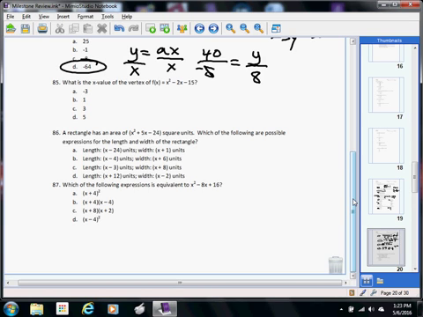What's A? Look up here. What's A? 1. What's B? What's C? Do we use C? No, we don't use C. When we're trying to find the x value of the vertex, all we do is negative b over 2a. What's the negative of negative 2? 2 times a? 2 times 1? 2. What's 2 over 2 equal to? The correct answer to 85 is B.